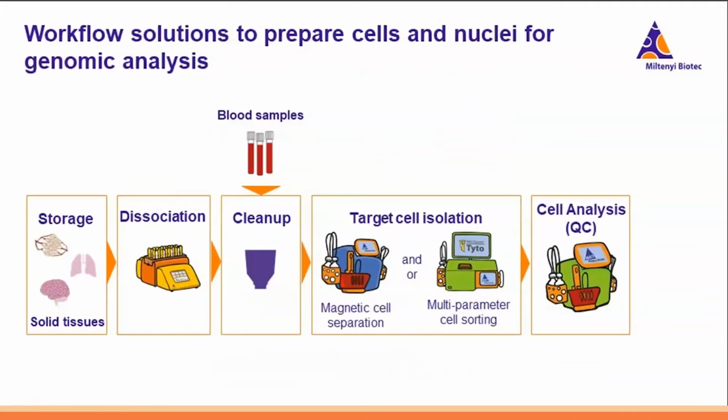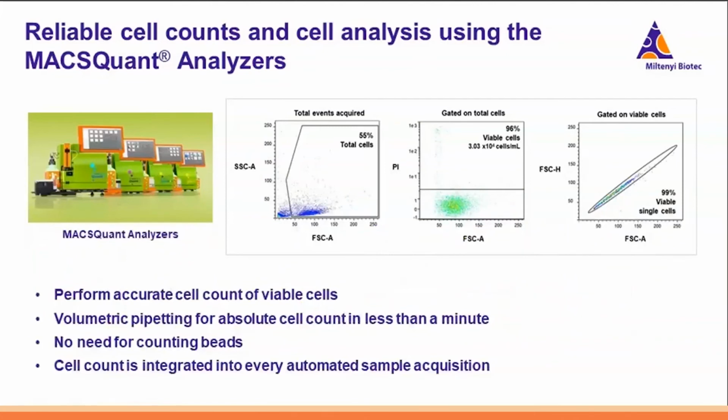And last but not least, it is very important to analyze the quality of the sample, including an accurate cell count and analysis of cell viability before the genomic analysis. This can be easily done by flow cytometric analysis using the MACSQuant Analyzers. Accurate cell count is enabled with these instruments thanks to the volumetric pipetting feature that allows absolute cell counts in less than a minute without the need of counting beads. The cell count is integrated in every sample acquisition and can be performed fully automated.